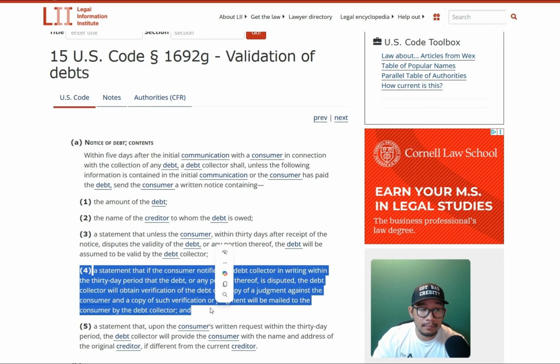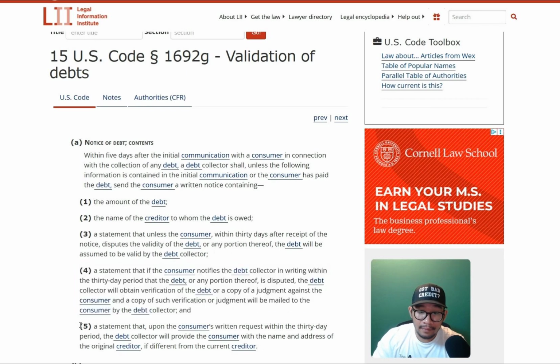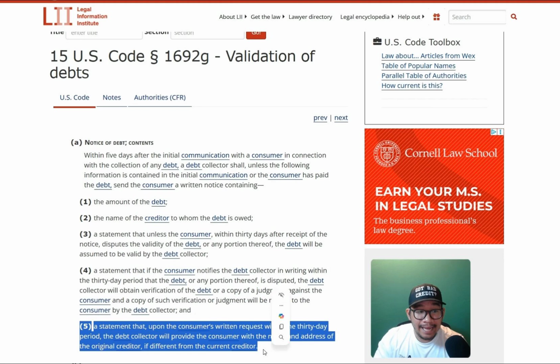4, a statement explaining that if you dispute the debt in writing within those 30 days, the collector must obtain verification of the debt and mail it to you. And 5, a statement explaining that if you request it in writing within those 30 days, they must provide the name and address of the original creditor if it's different from the current creditor.